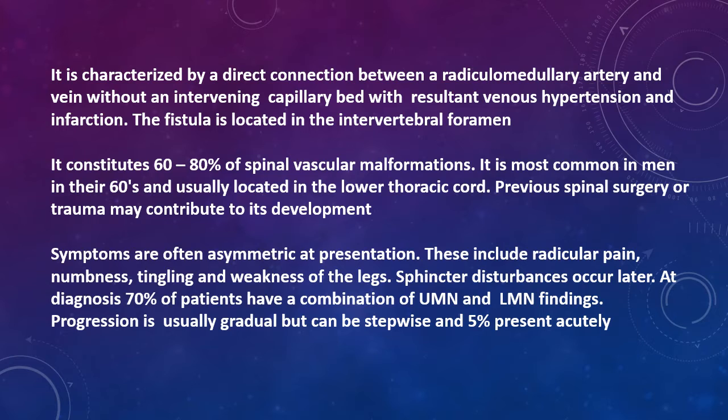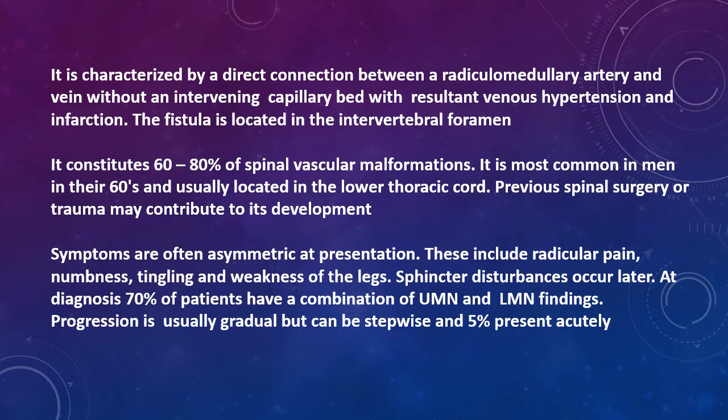It is most common in men in their 60s and usually located in the lower thoracic cord. Previous spinal surgery or trauma may contribute to its development. Symptoms are often asymmetric at presentation. These include radicular pain, numbness, tingling, and weakness of the legs.